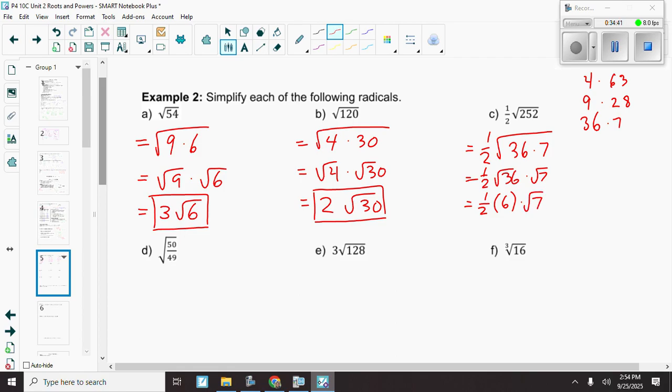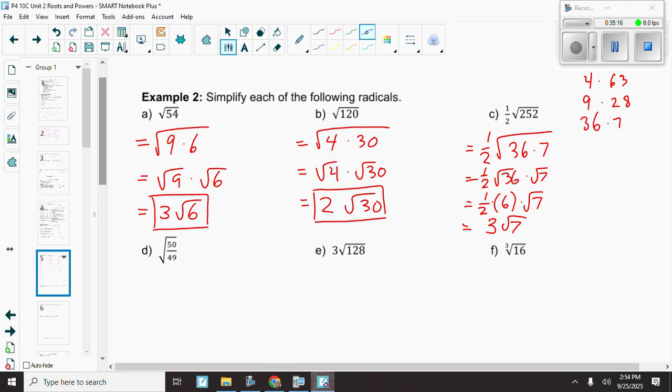Can I clean this up a little bit? Absolutely. If I do half of 6, or 1/2 times 6, I end up with 3, and then I still have my root 7. So what happens is if there's a coefficient, you keep it out in front, and when you take the square root of something, it just gets multiplied by the coefficient that's sitting in front of your radical.